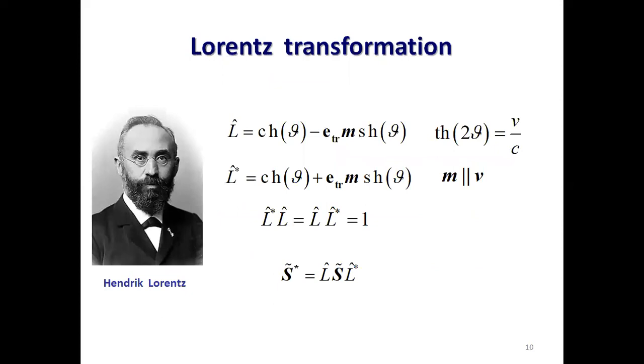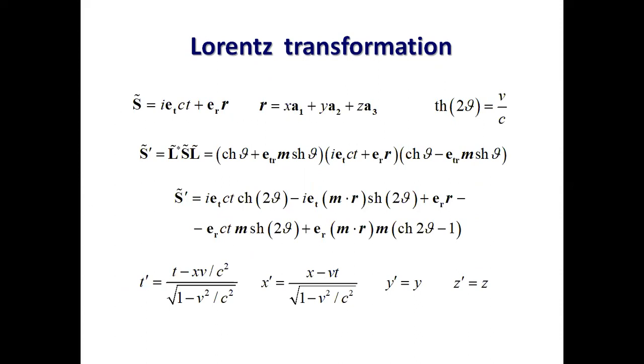Okay, Lorentz transformation. The Lorentz transformation of a Cdon is carried out using so-called L operators. Here you can see the hyperbolic functions, and theta is defined as the ratio of velocity to the speed of light. Vector m is the unit vector which is parallel to the vector of velocity. And the transformed Cdon is obtained by multiplication of the initial Cdon with L operators.